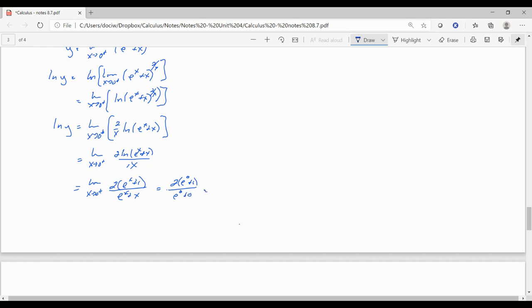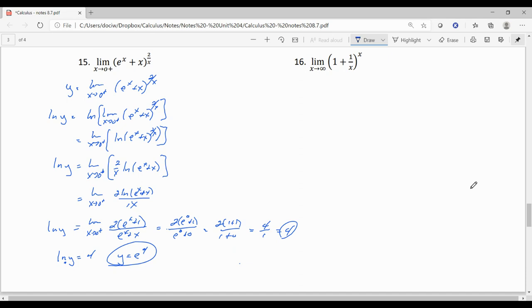plus 0. So that's 2 times 1 plus 1. That's going to be 2 times 2, which is 4. E to the 0 is 1 plus 0 is just 1. So that limit is 4. Now, we're not done, though, because notice it's the natural log of y that equals 4. If the natural log of y equals 4, then y equals e to the 4th. Okay, so L'Hopital's rule, finding those limits can be a bit exciting.